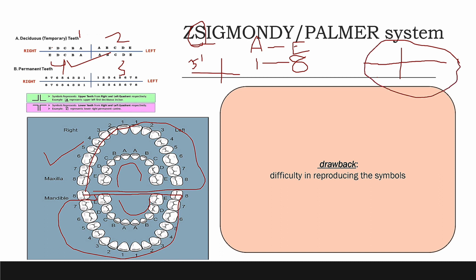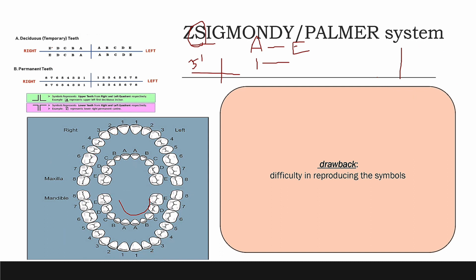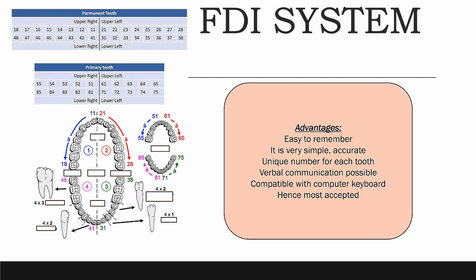Then moving to the next system, which is FDI, which is very important, and in clinical practice we use this system. It is the Federation Dentaire Internationale. Remember the full form of this. FDI system or FDI notation. So this is our 2-digit system.